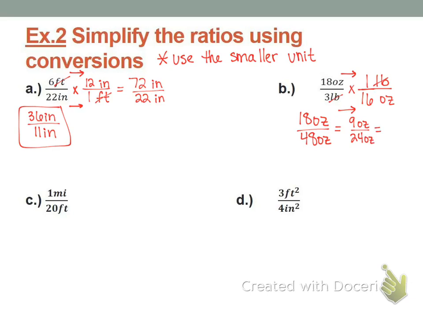Now we could divide by 3. 9 divided by 3 is 3. 24 divided by 3 is 8. If you had divided by 6 from the beginning, you would have gotten to the same place. It does not matter to me how many steps it takes to get to your final answer. If you find the greatest common factor right off the bat, that's fine. If you do it in smaller increments, that's okay, as long as we all get to 3 ounces over 8 ounces. Questions about letter B?